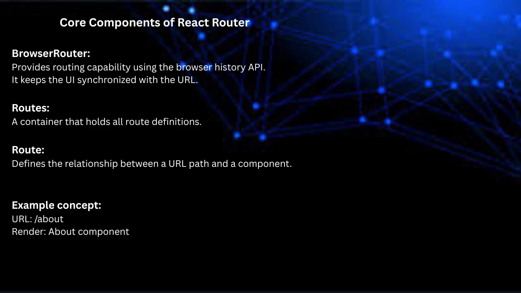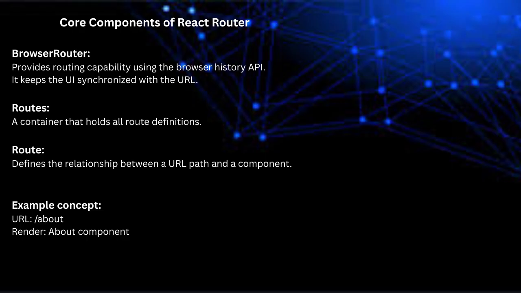So we have here a basic example of routing. Let's understand this. BrowserRouter enables routing. Routes contains all the route definitions. Each route connects a URL path with a component. So for example, here /about will display the About component. Navigation using Link: to navigate between pages, we use the Link component. When a user clicks these links, React changes the component without refreshing the page.